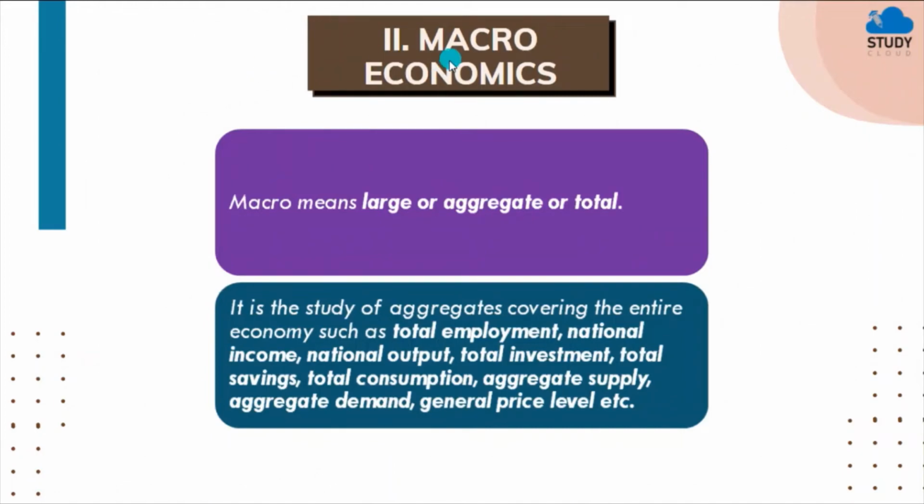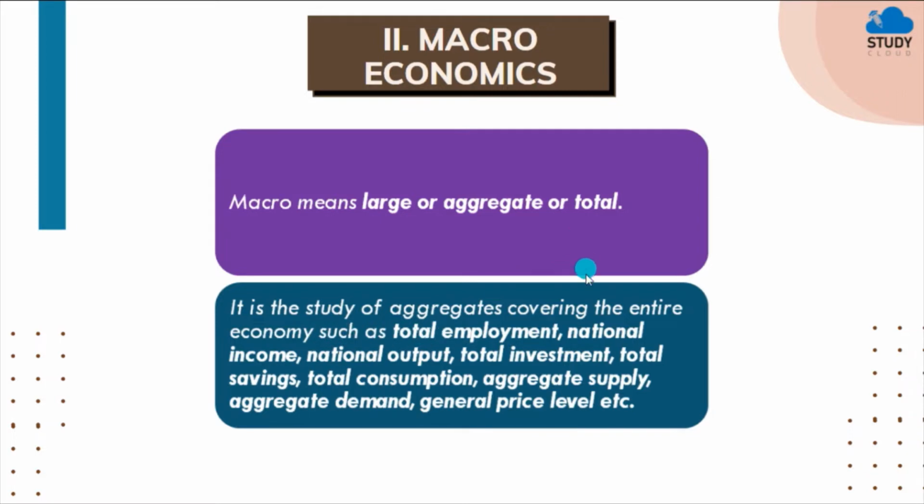Now we'll study the second part, the second branch of economics, which is macroeconomics. Macro means large, aggregate or total. Macro means the larger part. Here we'll study the larger part, the total part of an entire economy. It is the study of aggregates.